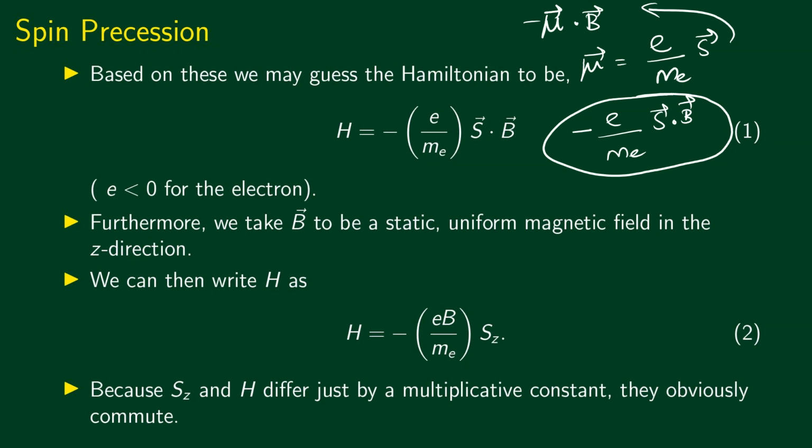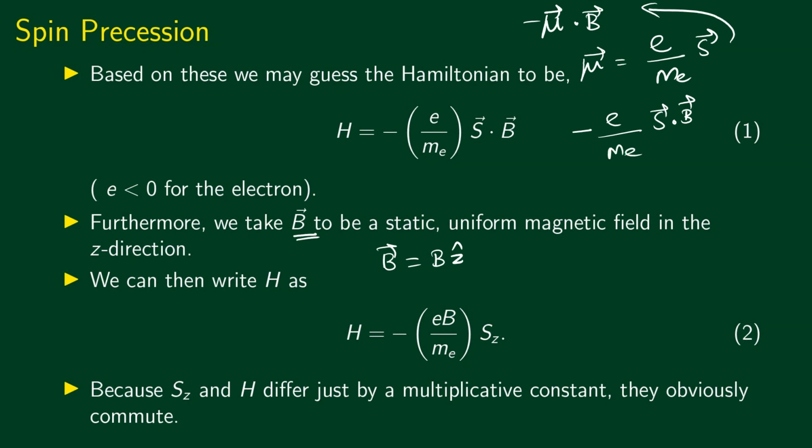So for now, let's take the Hamiltonian as H equal to minus e divided by m_e S vector dot B vector. Remember that the S vector here is the spin operator. Okay. So this is not a classical mechanical expression. We are using a quantum mechanical operator in here. We can make a further simplification. Let's take B vector to be a static uniform magnetic field and also in the Z direction. So let's write B vector is equal to B z hat, where z hat is the unit vector along the Z direction.